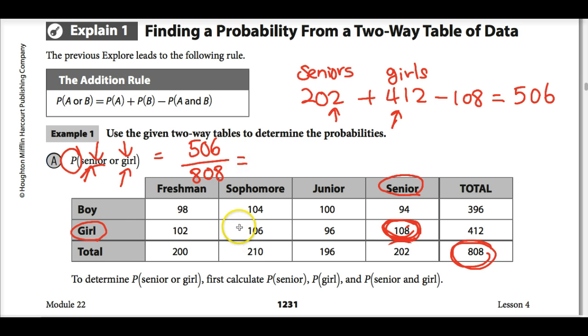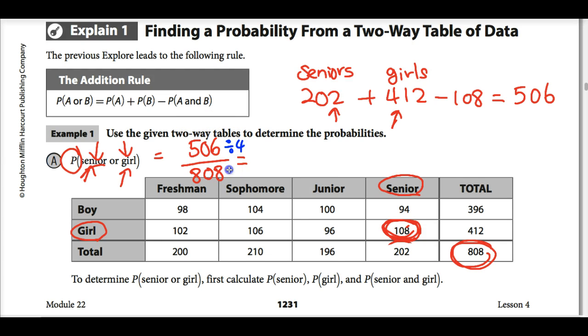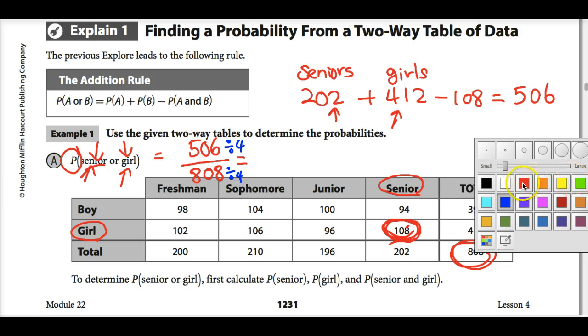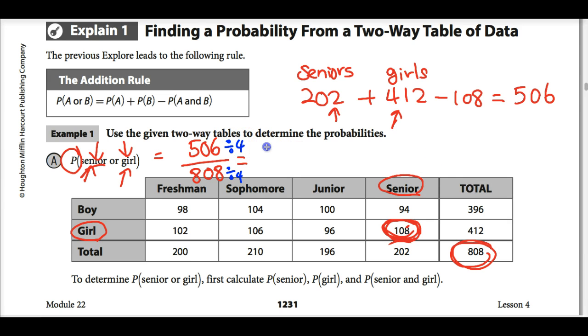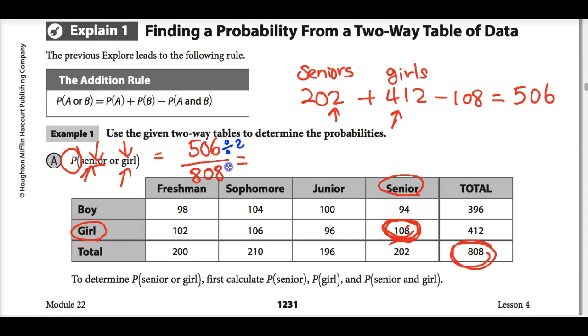Here comes the tricky part because you gotta simplify, right? So what I'm gonna do is start with something easy like divide top and bottom by 4, okay? So I'm gonna use a different color. Let's say I'm going to divide the top by 4 and the bottom by 4. Then what am I going to get? Well, that's... I made the wrong choice. I should not be dividing by 4, right? Okay. So then let's go ahead and divide by 2 instead, because I have to simplify.